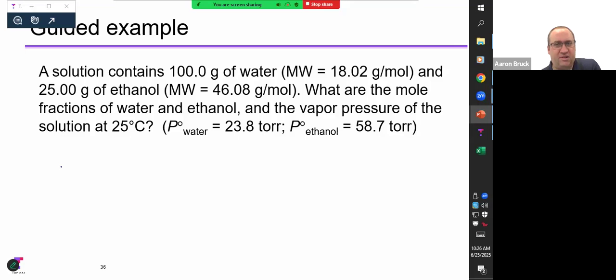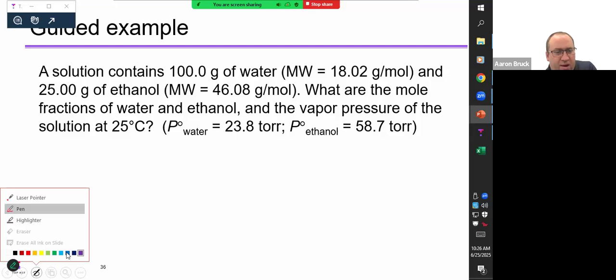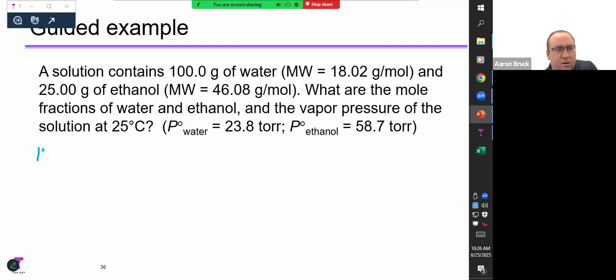So starting with the mole fractions, we need to convert our 100 grams of water into moles. Molar mass of water is 18.02 grams. So 100 divided by 18.02, to four significant figures, is 5.549.